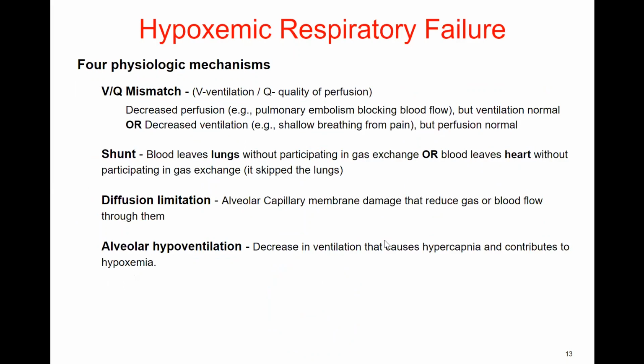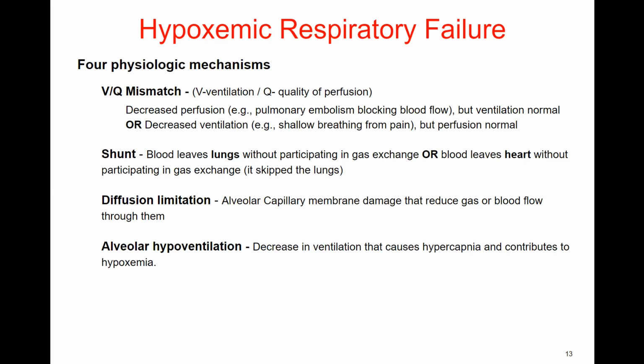In the next few slides, I'm going to discuss the different mechanisms of hypoxemia and hypercapnia. We'll start with hypoxemia. There are 4 mechanisms that cause hypoxemia. We just went over the first one, VQ mismatch. The next one is a shunt, which, yes, is a VQ mismatch when blood leaves the lungs without participating in gas exchange. But a shunt is also when blood leaves the heart without participating in gas exchange.